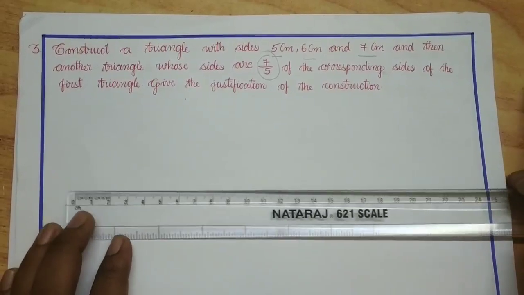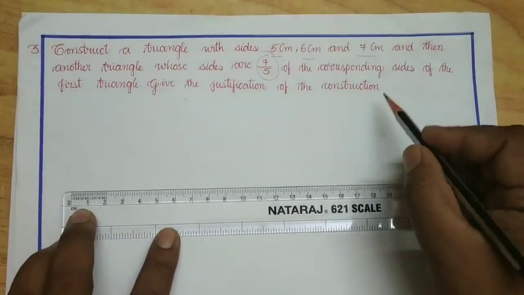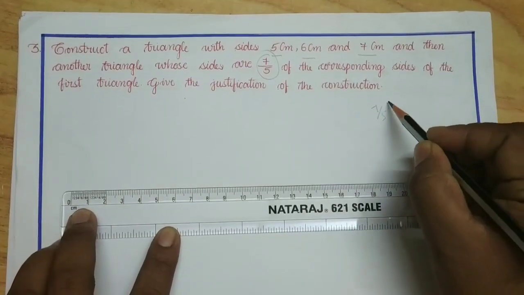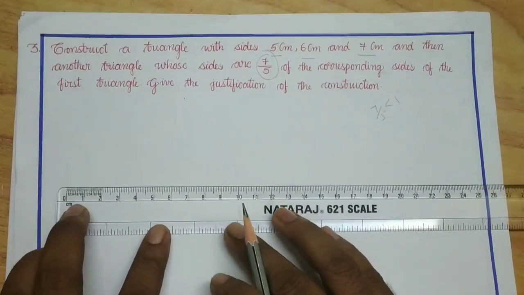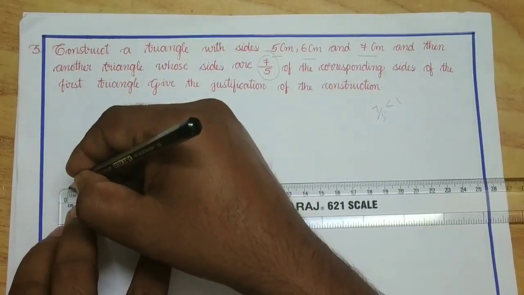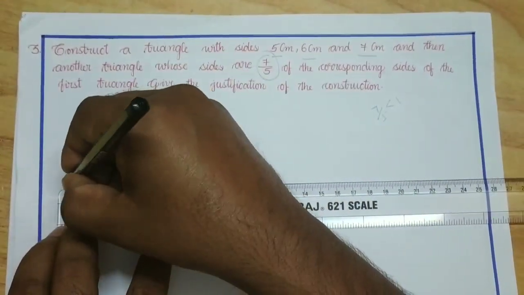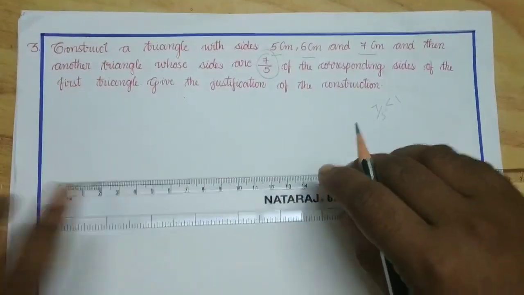I will take 7 centimeters as the base. The scale factor, if you see, 7 by 5, is it less than 1? It means again a small triangle will come. So quickly we will do it. Okay, this is 7 centimeters. From 0 to 7 we have to draw a line.